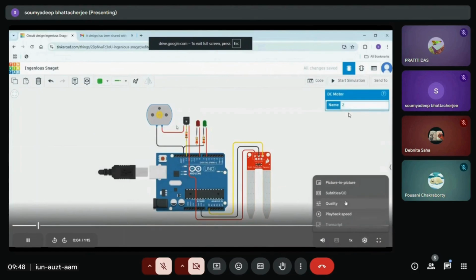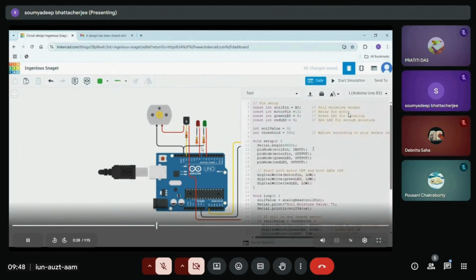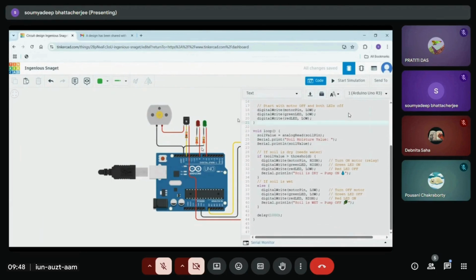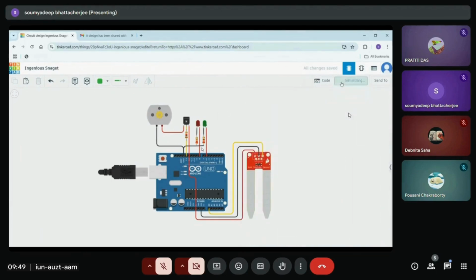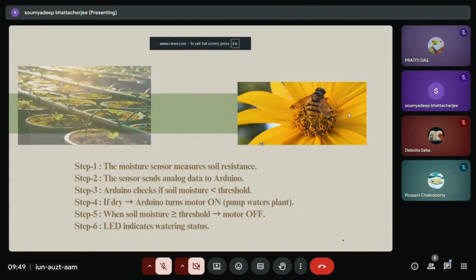So we have made a simulation video where we can show you how our system works. This is the code that we have programmed for this project. Now I am starting the simulation. So now you can see the red LED is on, which means the pump is off. But now I will increase the dryness level of the soil moisture sensor. Then you can see the pump is turning on, and the green LED turns on. It means the pump is on. So that's how our project will work.